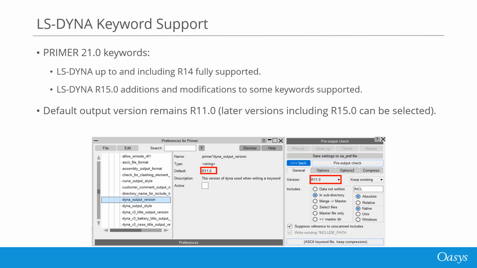Validity checks have been added for all new keywords. Also, warnings are displayed on model checking if the current output version does not support keywords contained in the model. These output version warnings will also appear on writing.